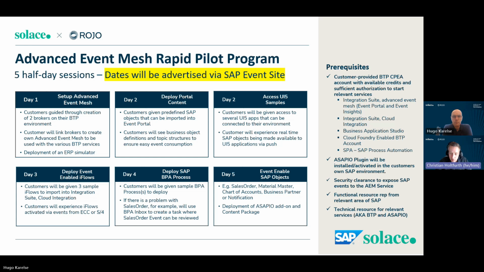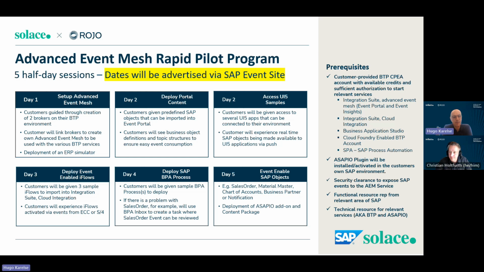Then you can come and register, and we will teach you how to use UI5 cards and connect them to advanced event mesh. We will use some event-enabled iFlows. We will show you how you can trigger business process automation workflows via advanced event mesh, via events coming out of your S/4 or ECC system. And we'll also show you how you can event-enable your ECC or S/4HANA system. Yeah, so as I said, look out for those.